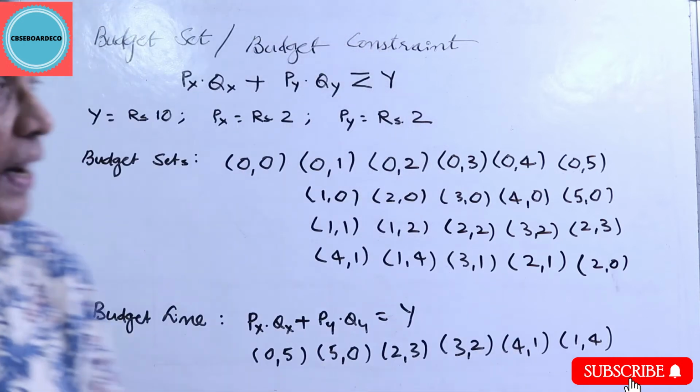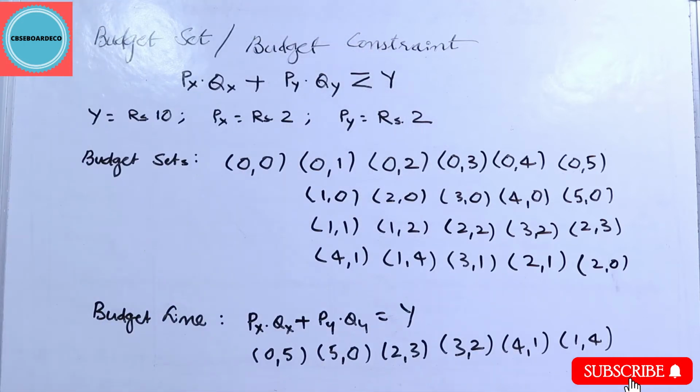So budget set and budget line. The budget set equation is Px Qx plus Py Qy is equal to or less than your income. Here we assume income is 10, price of X is 2, price of Y is 2. So budget sets you have 0 0, 0 1, 0 2, 0 3, and so on. And budget line, Px Qx plus Py Qy is equal to income: 0 5, 5 0, 2 3, 3 2, 4 1. Or budget set and budget constraint.